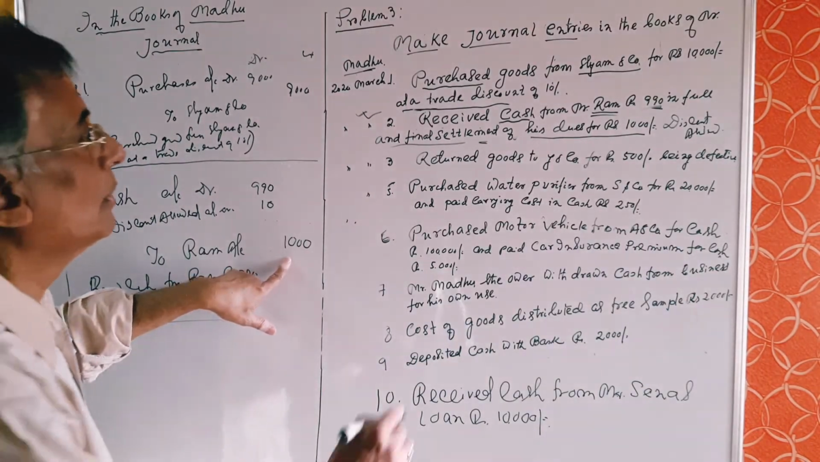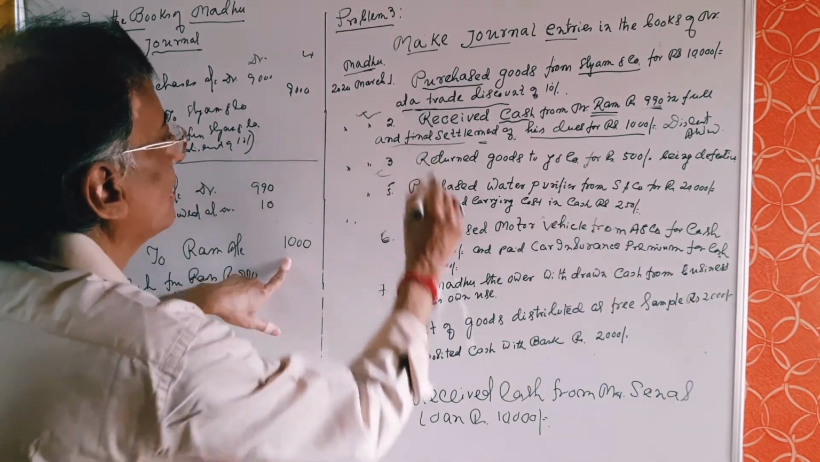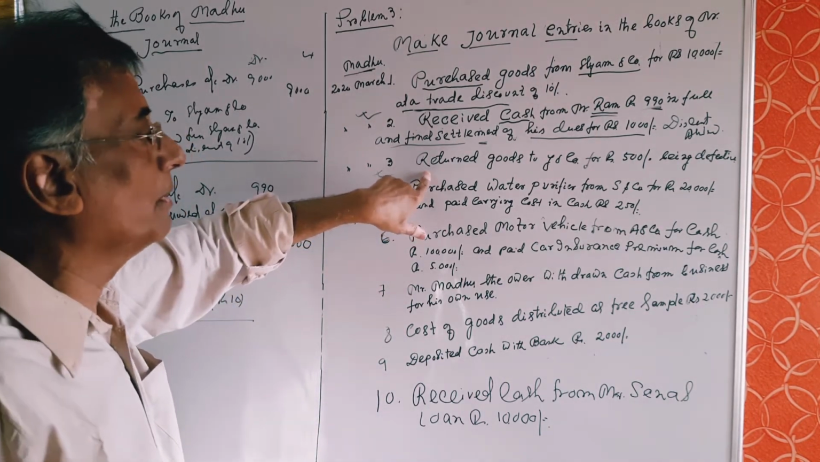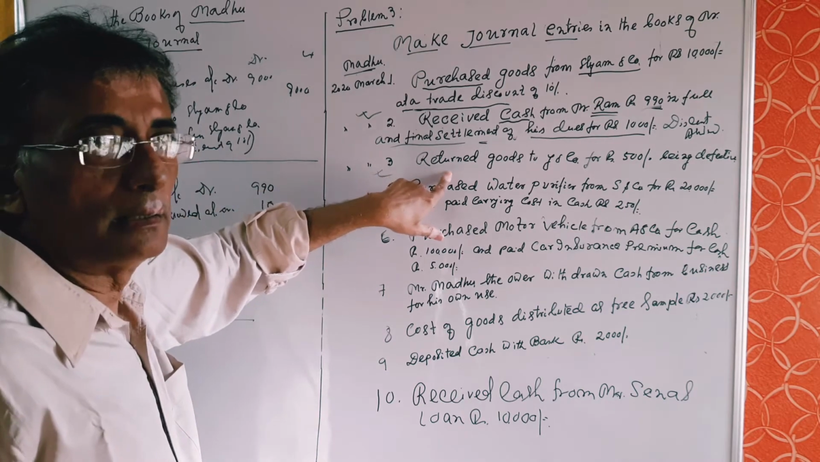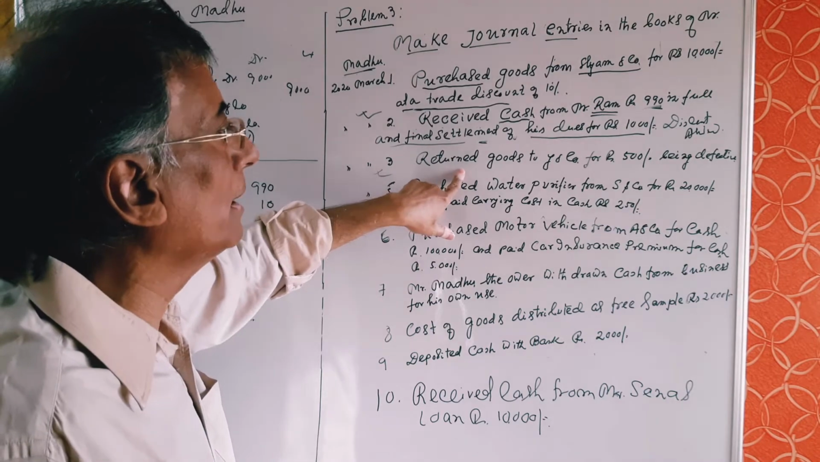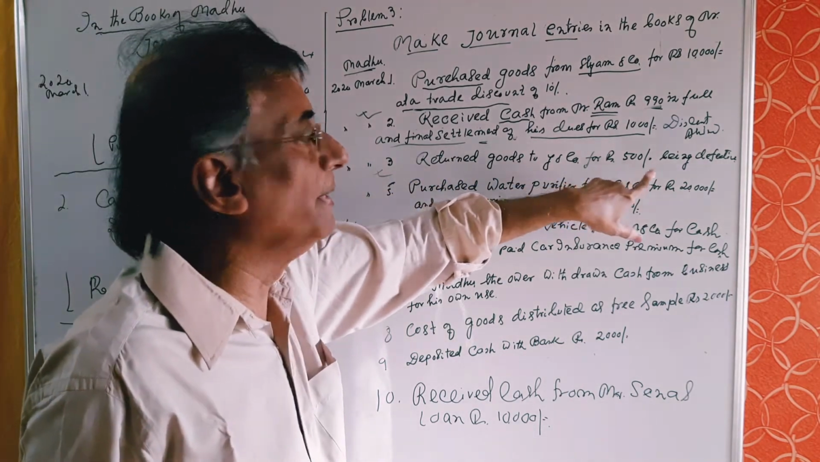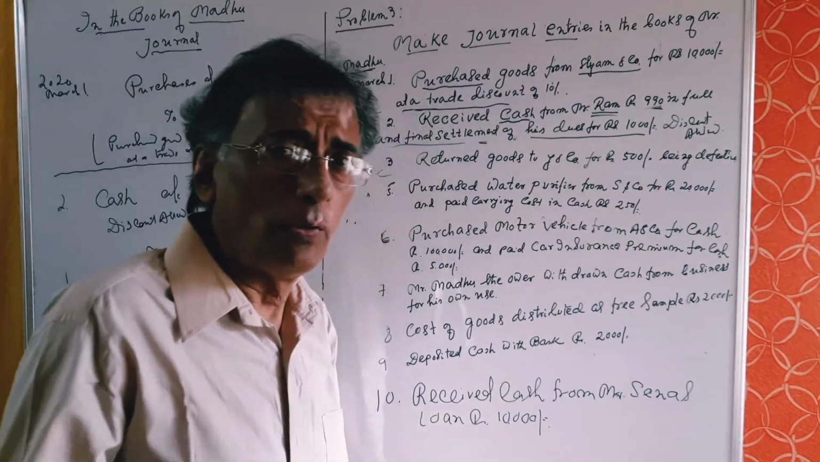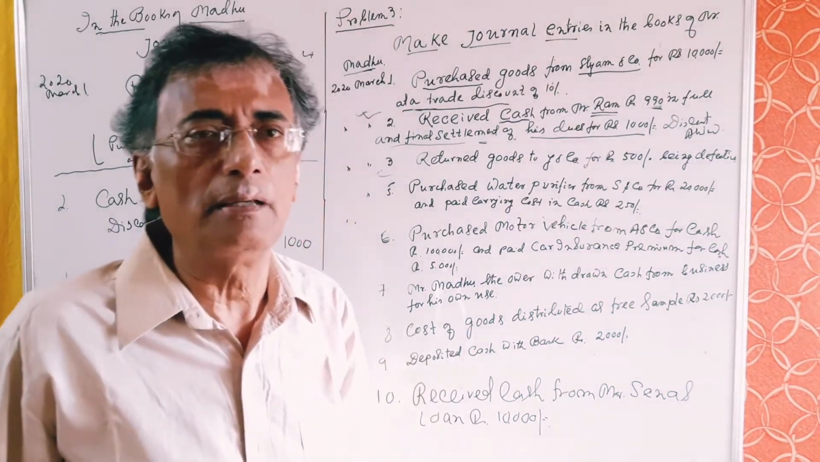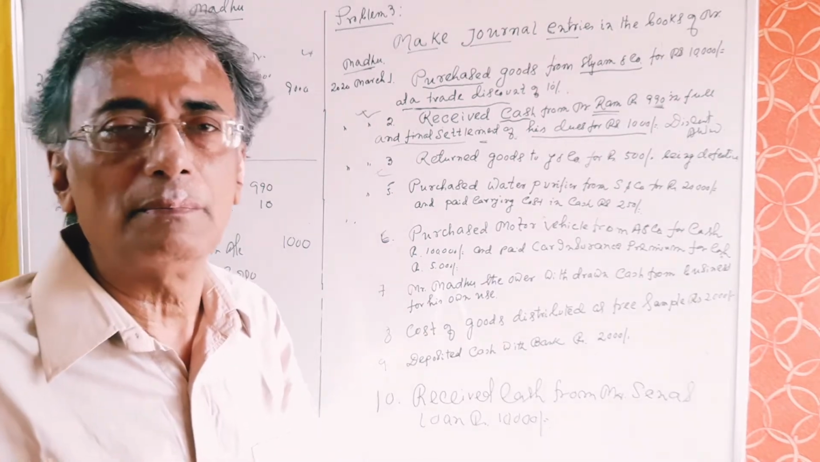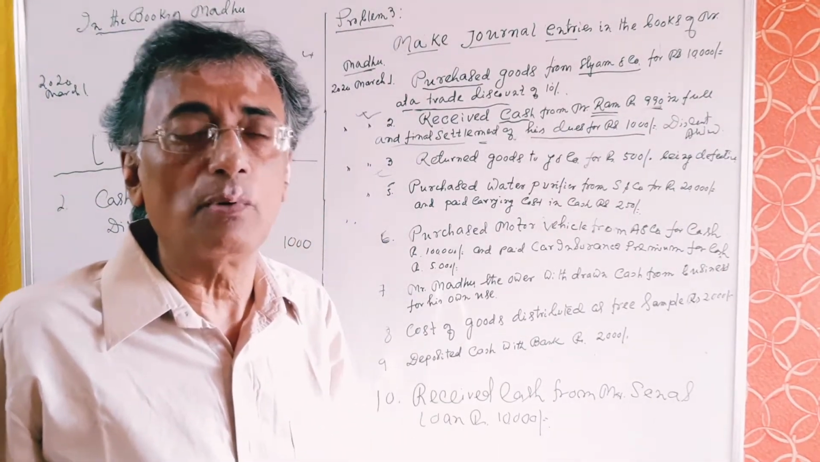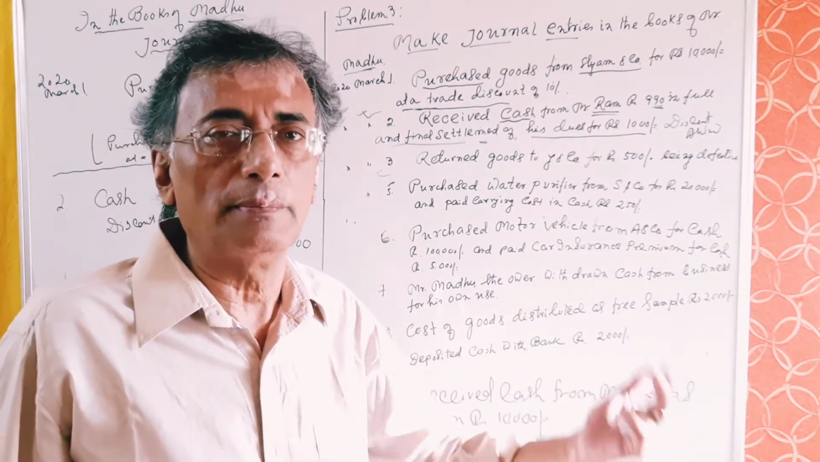Now we are going to the next problem, that is the new item. You have not yet come across this problem before. Return goods to Y and company for rupees 500 being defective. When we purchase goods, some of the goods we may find defective or below the standard or not as per specification. In that case, what we do, we return the goods to the supplier.